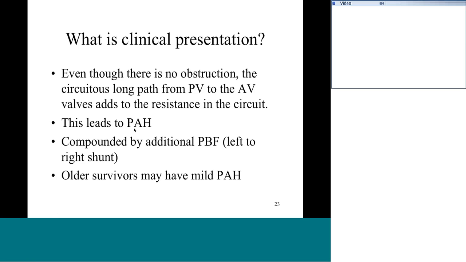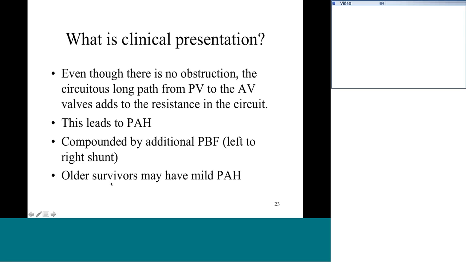Now the corollary for this is, if all 4 pulmonary veins drain directly to the posterior wall of the right atrium, causing a TAPVC, that patient will not have the same degree of severe pulmonary hypertension that a supracardiac TAPVC is going to have. So it's important to understand that PAH is contributed to a large extent by the long circuitous path itself, compounded by additional pulmonary blood flow. Most of these patients have cyanotic heart disease with increased pulmonary blood flow. So this additional pulmonary blood flow adds to the agony.